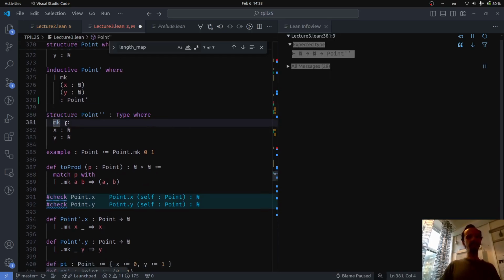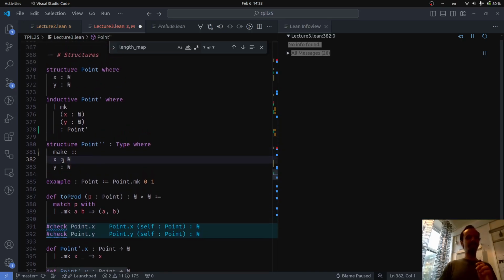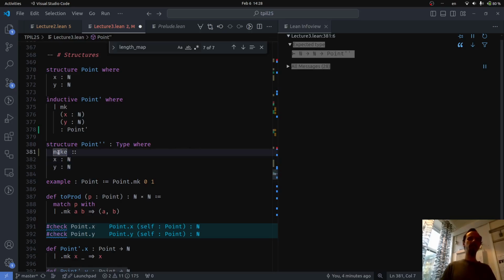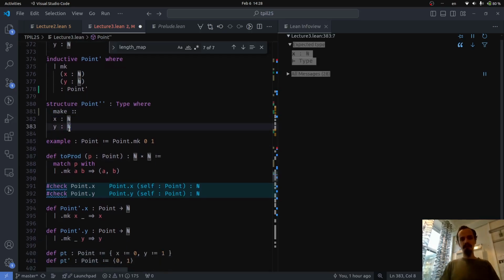I just want to briefly mention that there is actually a way, suppose you didn't want it to be named mk, to name it something else, using this double colon syntax right at the beginning of the structure. And so you'll see this sometimes in structures. The other main reason people use this is so that they can attach docstrings to that function, because otherwise it's not available in the syntax. But okay, whatever.